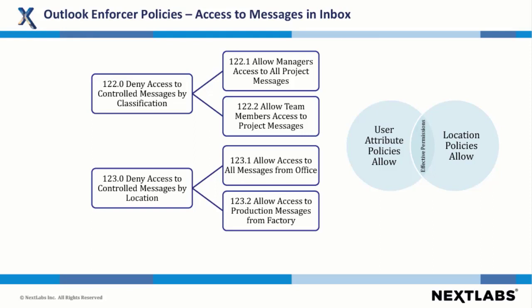The second set of policies, 123, control access based on the user's location. Specifically, users are not authorized access to messages for development projects when they are at the factory. Both sets of policies combine to determine the user's effective permissions to a message. Now we will take a look at these policies in action.